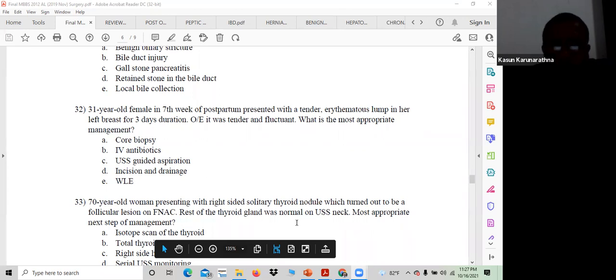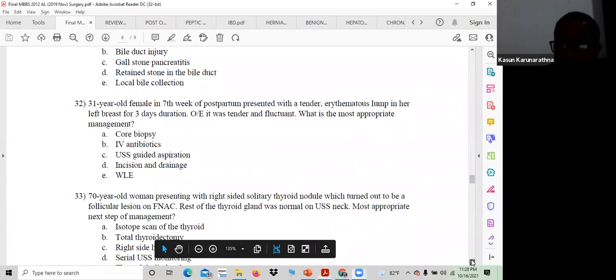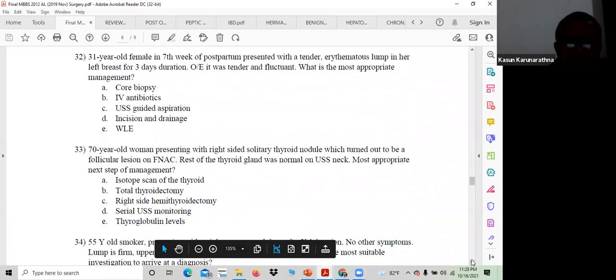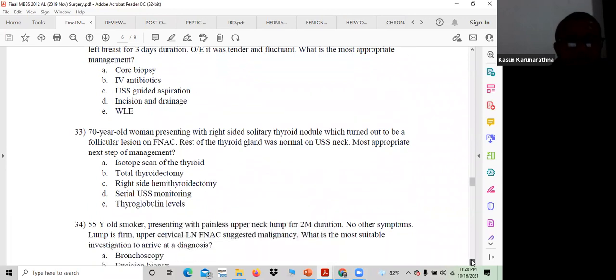What is the answer for this? Yes, repeated ulcer aspiration. Ulcer, yes. That's it. The answer is C. We have discussed this question in our previous MCQ session.